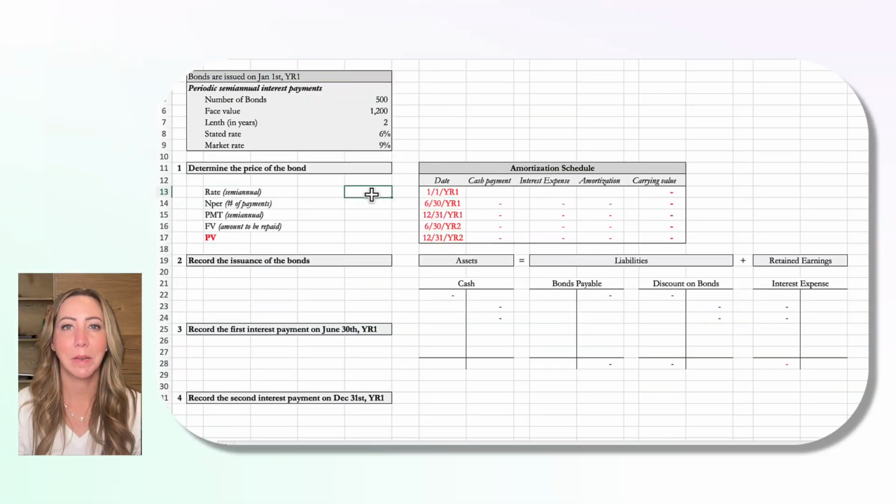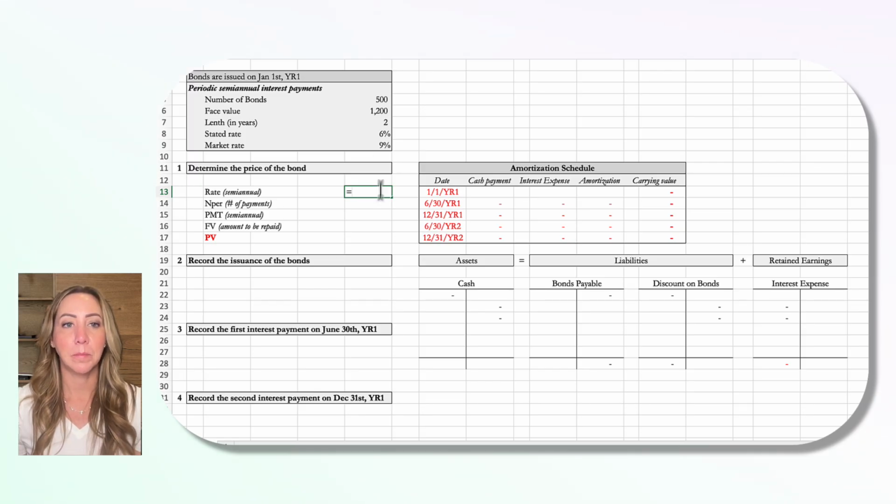Let's go ahead and price the bond using Excel. Remember, the first thing we want to grab is the market rate of interest because we are calculating the present value of two promises. The first promise is to make a stated rate payment of 6% interest every 6 months for 2 years. And the second promise is to pay back the $1,200 face amount at the end of 2 years, the bond's maturity date. So we're discounting those two promises to the present based on the market rate of interest.